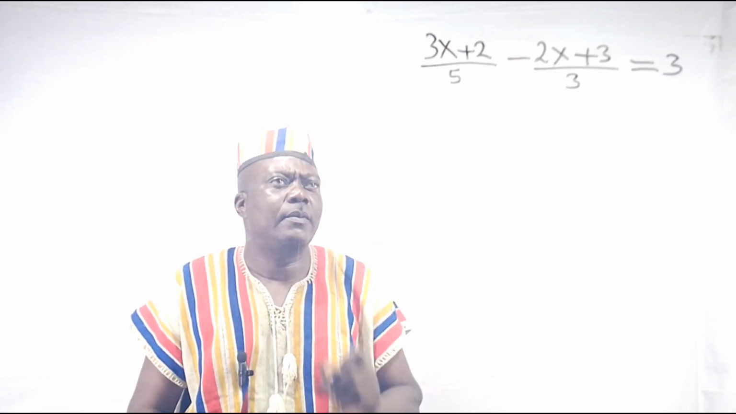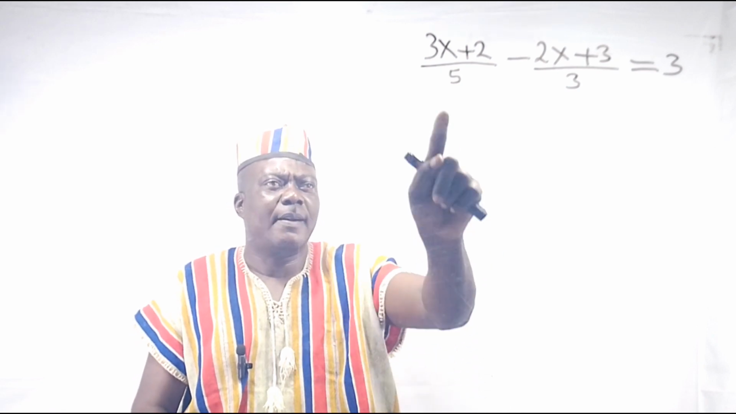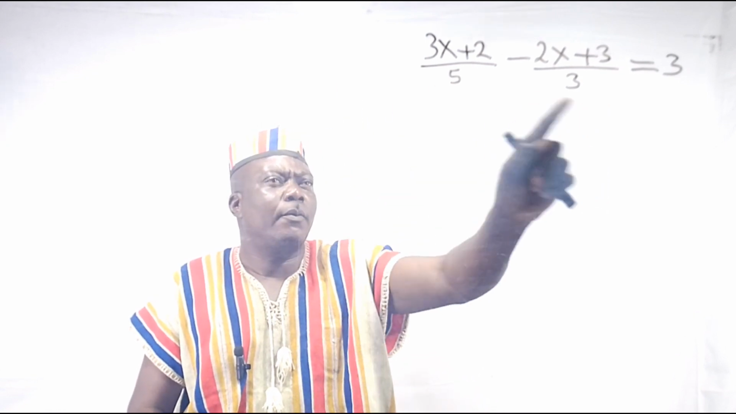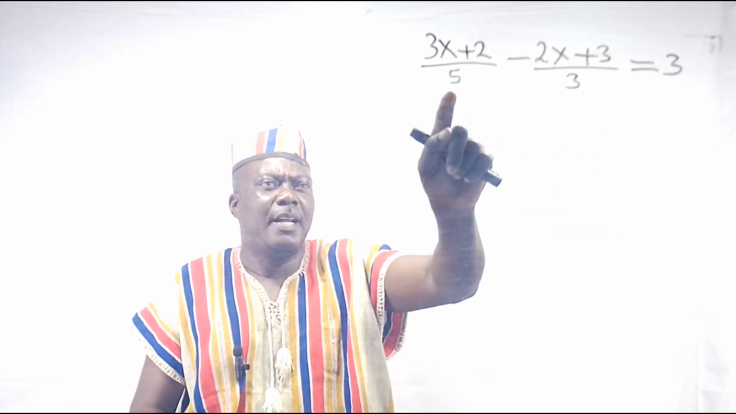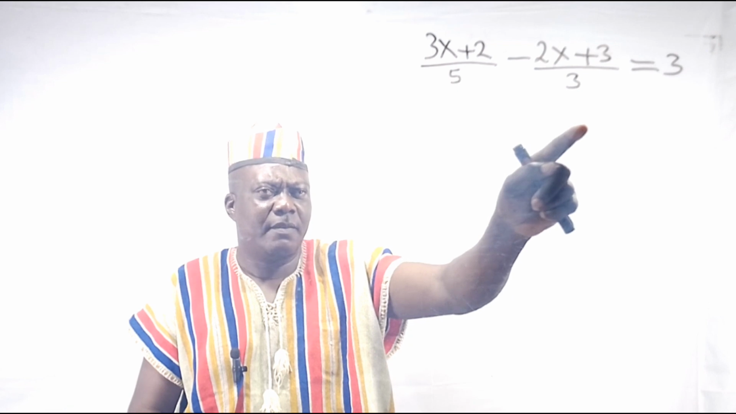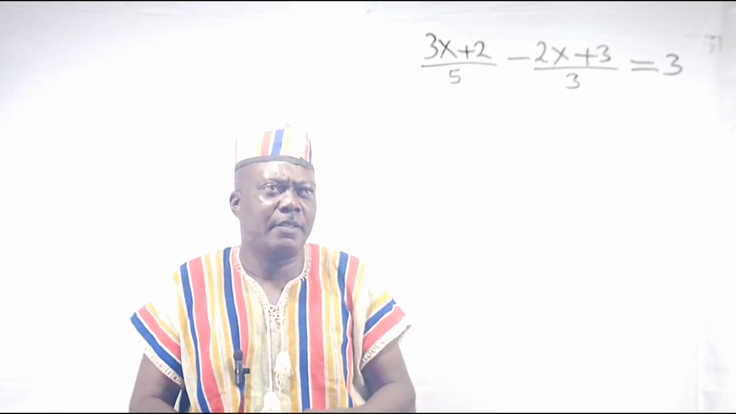Let us solve this problem. To solve this problem, you first of all clear the fraction. How do you clear the fraction? By multiplying all through by the LCM of 5 and 3. What is the LCM of 5 and 3? It is 15. So you multiply all through by 15.